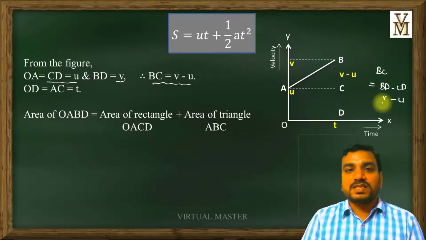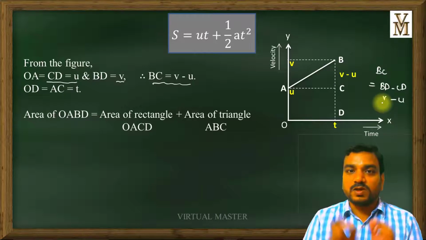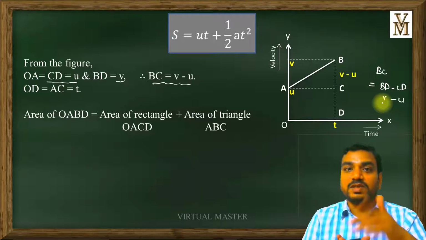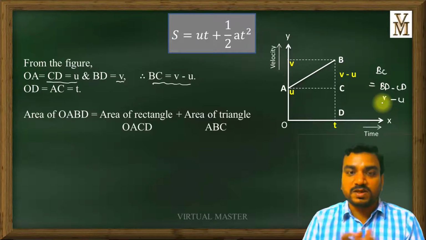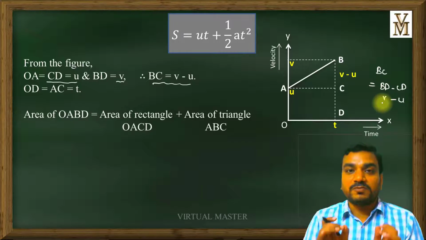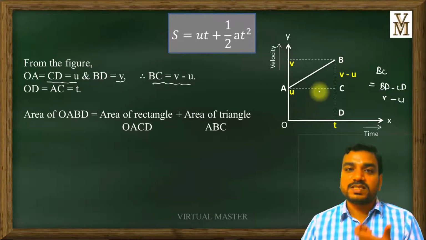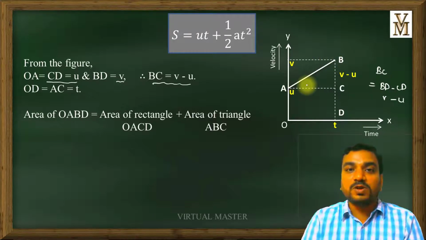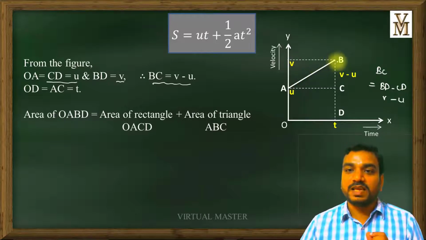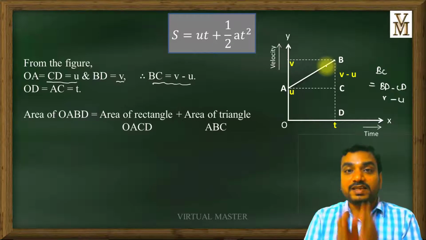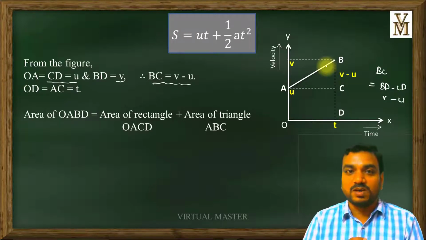In the previous sessions, while studying the velocity time graph, we discussed that the area under the curve in a velocity time graph gives the displacement of the object. So in this diagram, if I find the area under the curve AB, then that will be equal to the displacement of the object.